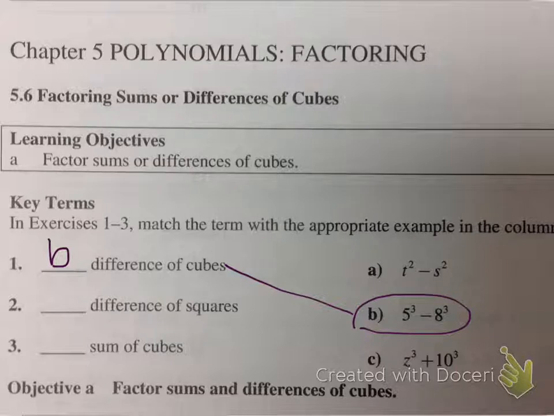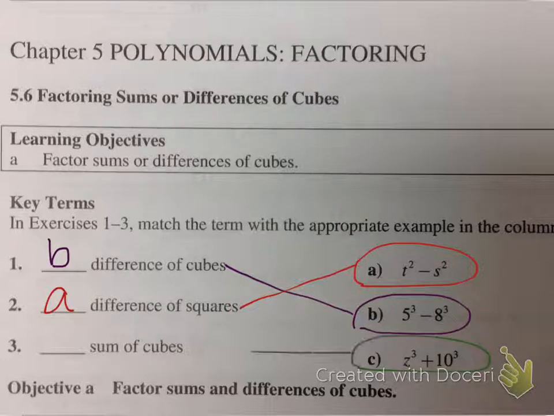Difference of squares. Now those are perfect squares. So what's perfect squares? Well, first of all, the difference, so we know it's subtraction, and both terms are perfect squares. So that's going to be option A. And finally, sum of cubes. Sum means to add, and cubes means perfect cubes. So it looks like that would match up with C.